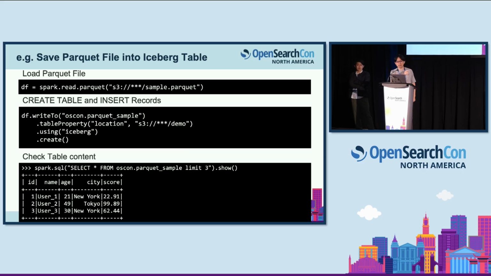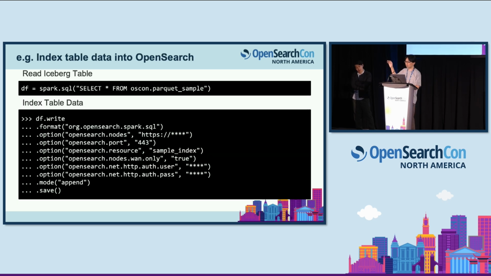Notice that using the Iceberg parameter here, that's what tells Spark to create an Iceberg table. And now we can query the table with standard SQL syntax. As you can see in the result, our data is now stored in the Iceberg table.